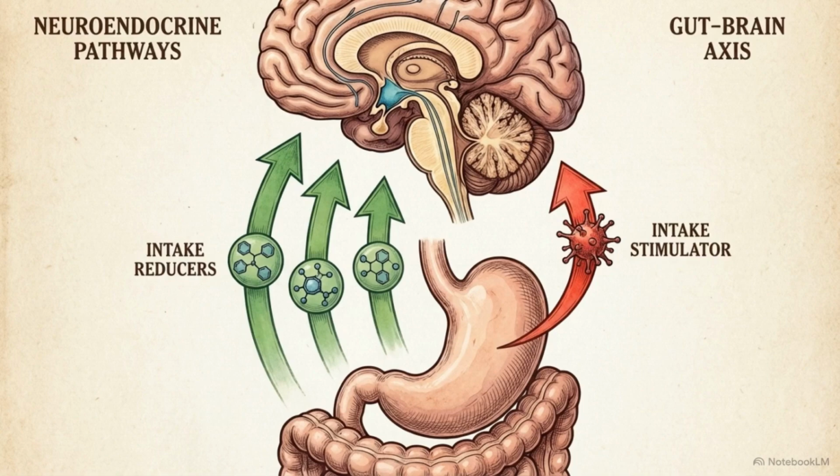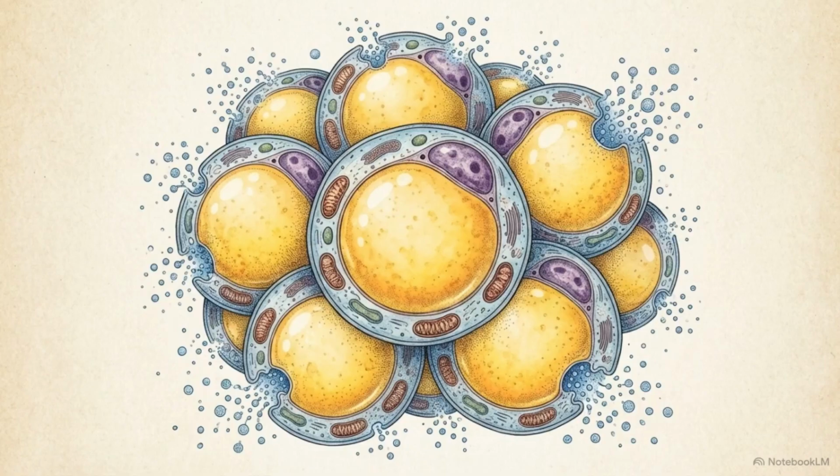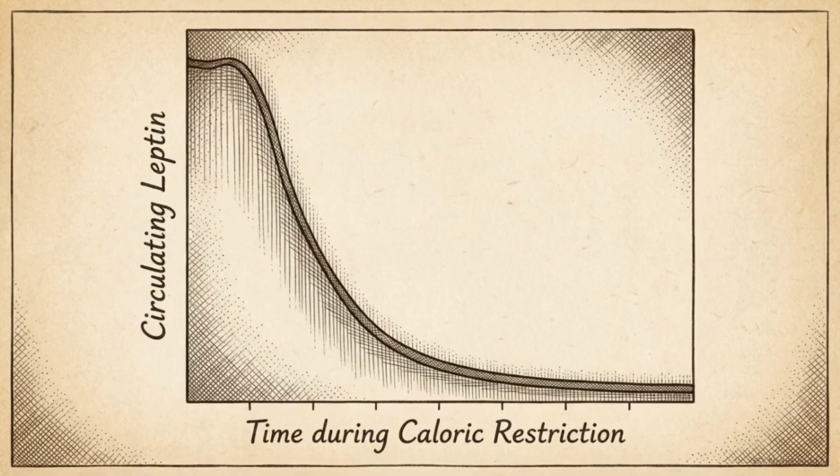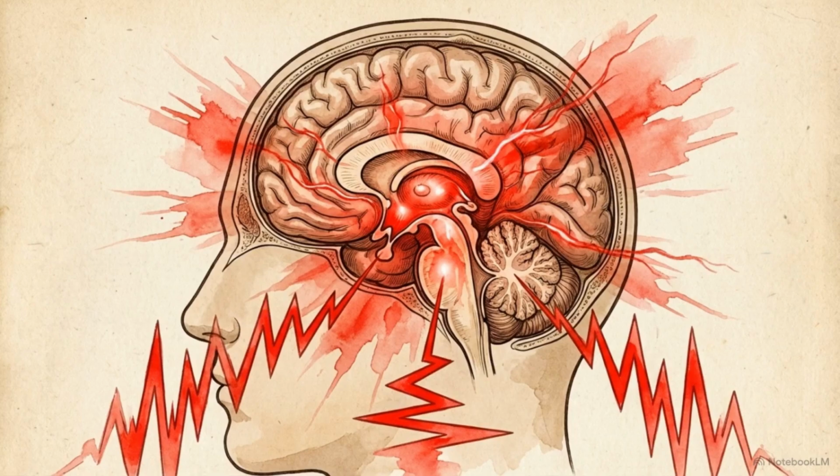Adipose tissue itself secretes leptin, a hormone that informs the brain of existing fat stores. While high leptin levels suppress appetite in individuals with normal weight, the system reacts aggressively to caloric restriction. When weight is lost, leptin levels drop, sending intense, sustained hunger signals to the brain.